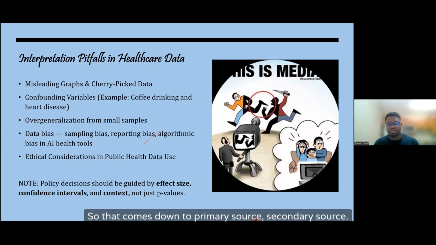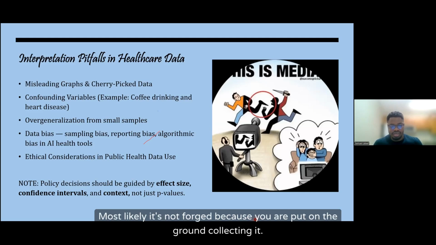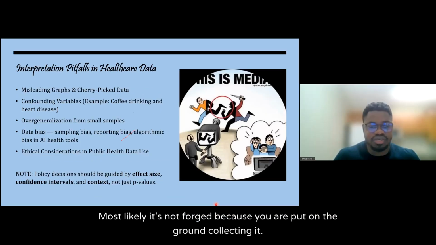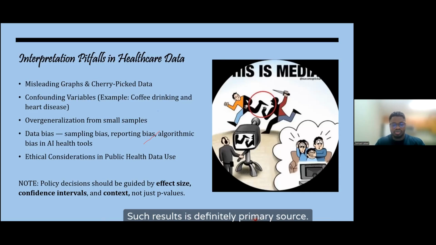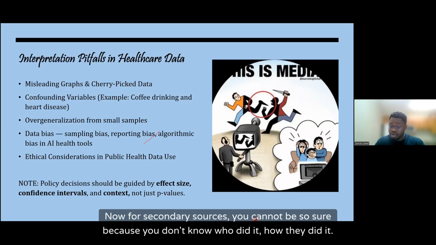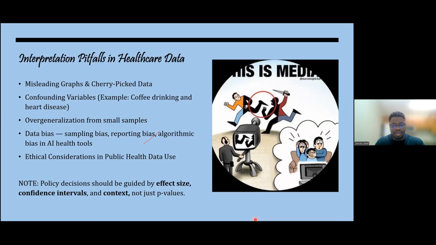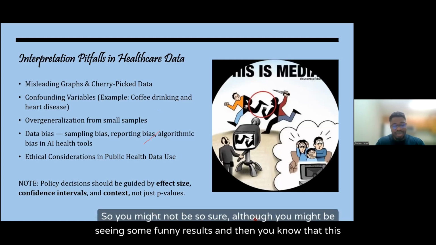So that comes down to primary source and secondary source. Most likely it's not forged if you're the boots on the ground collecting it. Like, if you go to the laboratory and you collect blood pressure, you're the one writing down the reading. Such a result is definitely a primary source, and as such, you know it's not forged. Now, for secondary sources, you cannot be so sure because you don't know who did it or how they did it. You really don't know. Although you might see some phony results, and then you know that this result is wrong.